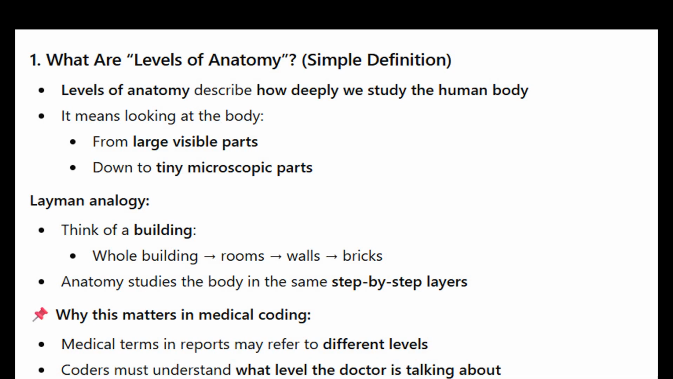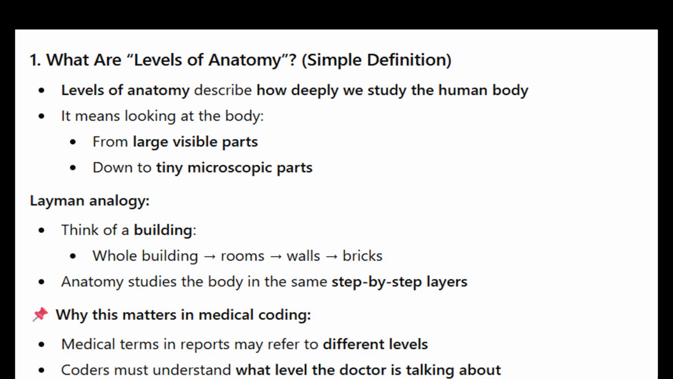So the first question comes like this: what are levels of anatomy? If someone asks you, you can simply answer that levels of anatomy describe how deeply we study the human body. When we are studying the human body, how deeply are we learning it? Are we learning it from the top view, or from the larger view, or are we studying it in a very detailed, very deep manner? That will be considered by looking at the levels of anatomy, like how we are actually looking at and studying the human body.